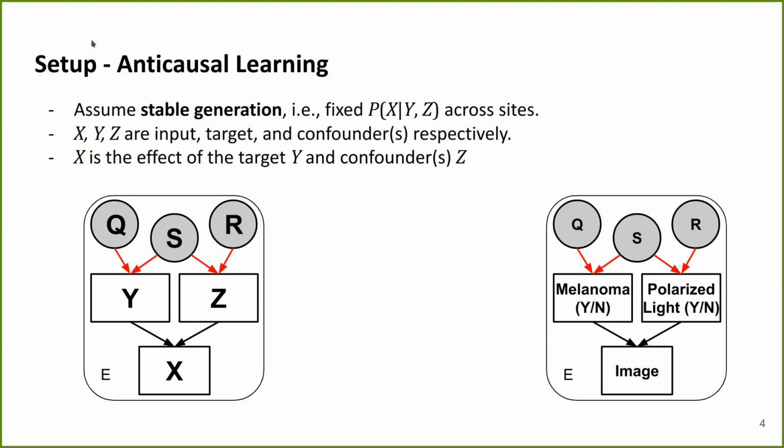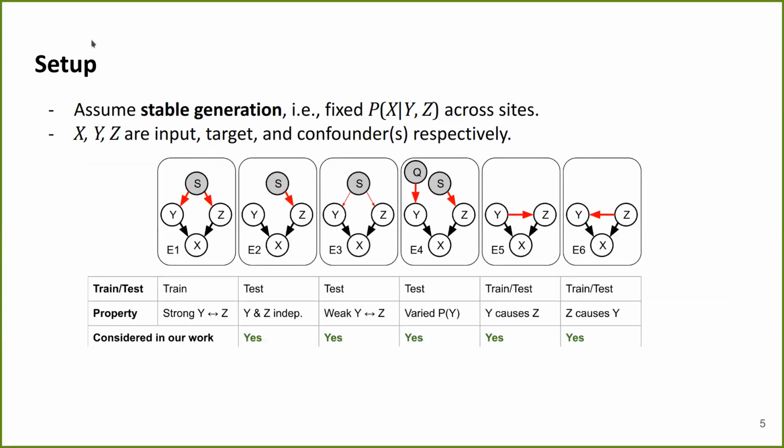The confounder z is a variable that influences x and may be spuriously correlated with y. For this example, z can be the lighting condition. In domain-invariant learning, there are multiple sites with different data generating mechanisms. This figure shows 6 different sites with different mechanisms. However, the mechanism that generates x from y and z is assumed to be stable across sites.